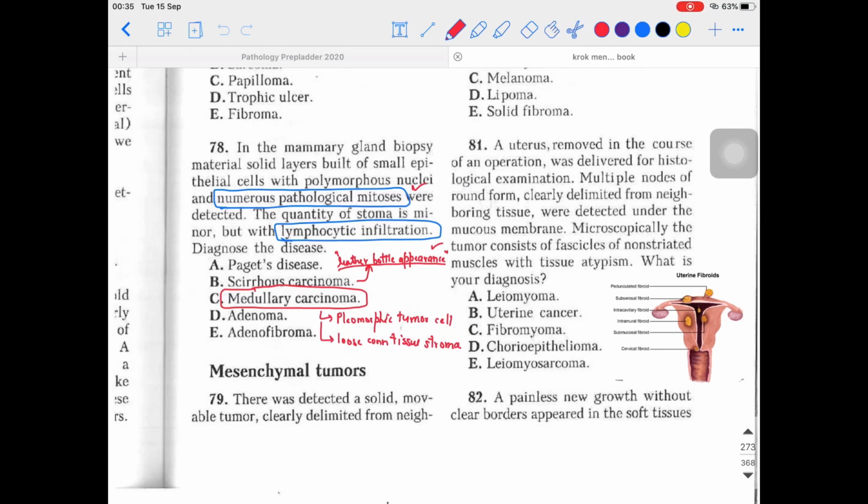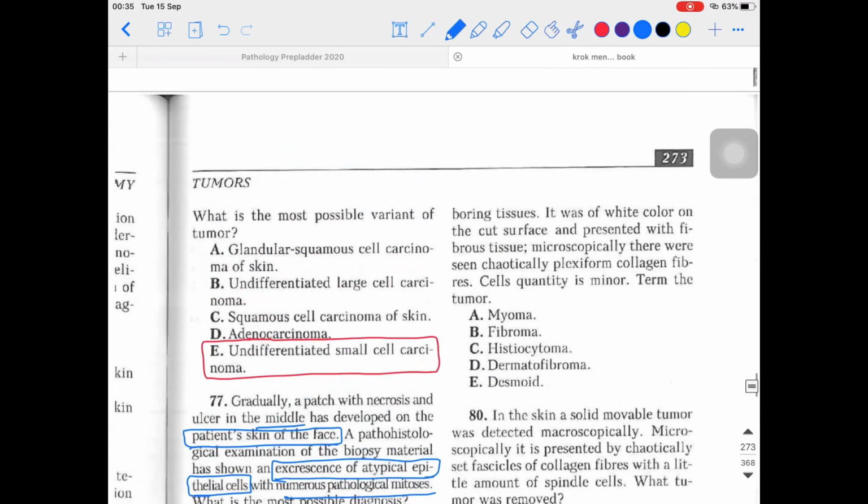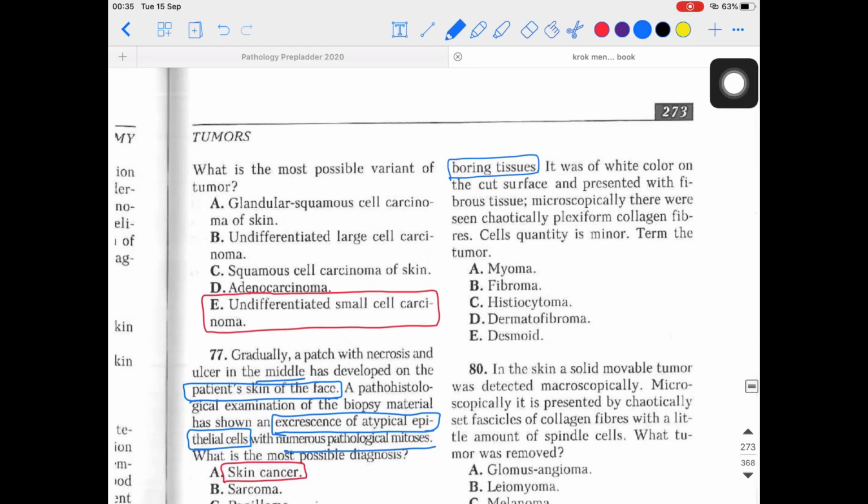So the topic today which we are going to talk about is mesenchymal tumors. So look at the very first question. A solid movable tumor was detected, clearly delimited from neighboring tissues. It was white in color on the cut surface and presented with fibrous tissue. Microscopically, there were chaotic plexiform collagen fibers.